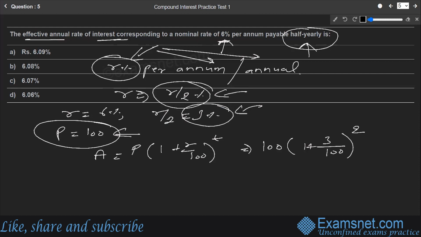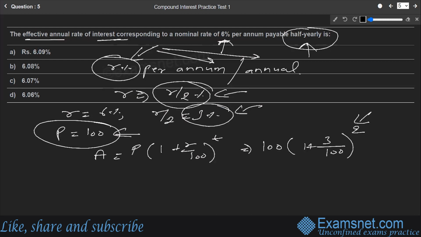So there are 2 half years in a year. That's why the time value has been taken as 2. Had the interest been compounded quarterly, then we would have taken 4 here, because in a year there are 4 quarters available. But here the compounding is done half yearly only, and in a year you receive 2 half years. So that's why this power is taken as 2.